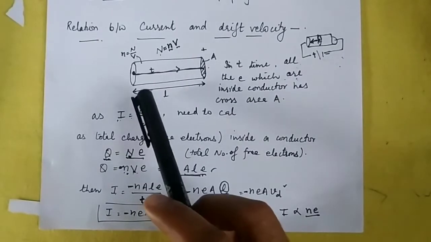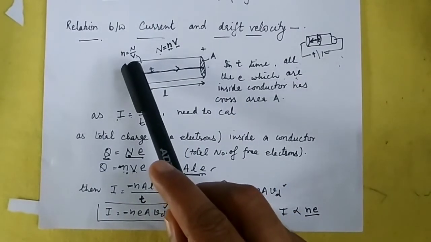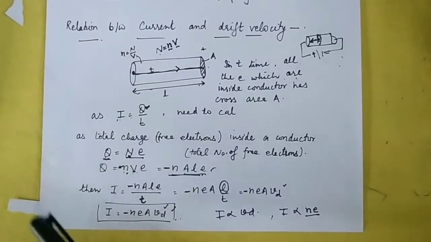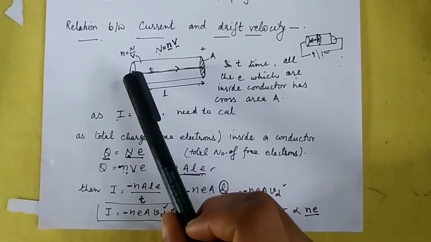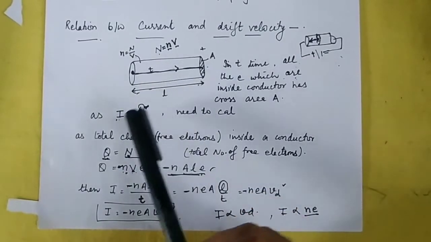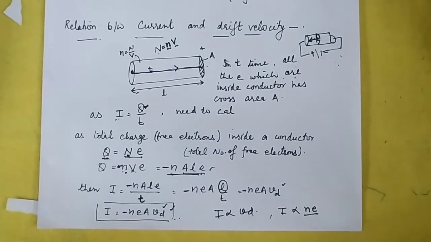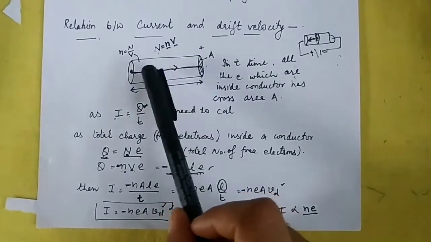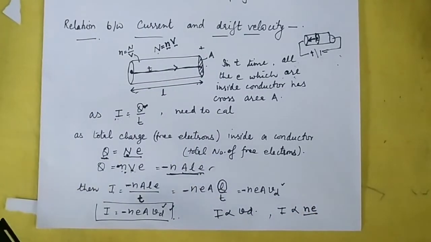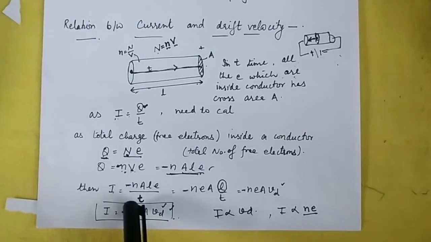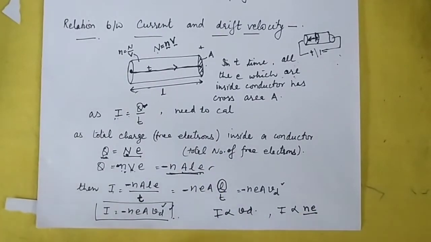Now we have supposed that small t is the time taken by all the free electrons to cross this area of cross section. It means the last electron is also able to cross this area of cross section in time t. So then the current will be the total charge that has crossed, that is equal to the total charge inside this conductor, which we have calculated, that is minus nALe, and time, that is small t.